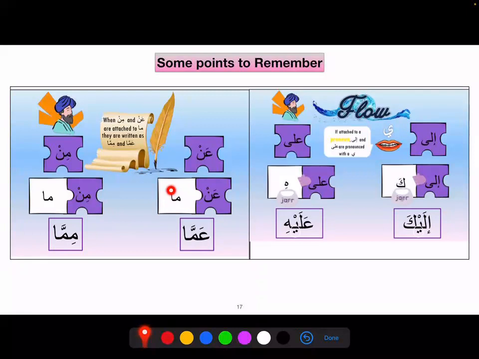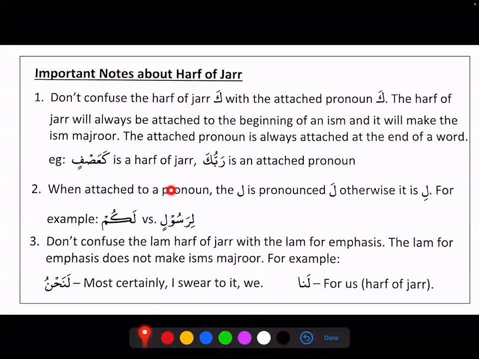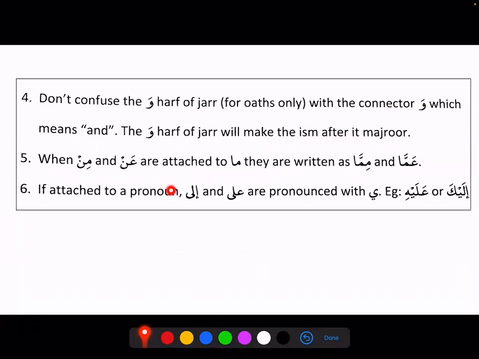And then ila, we say ila, what is happening when we are attaching an attached pronoun, even though we discussed it last class, this ya will open up and it will become with dots. So ilayka or alayka or alayhi, right? So we need to be aware of these changes. And this is the same thing that I just explained. Basically, this is the summary. You can read, go through.